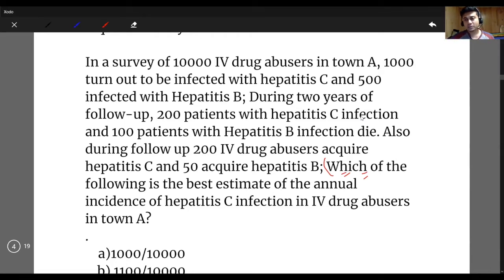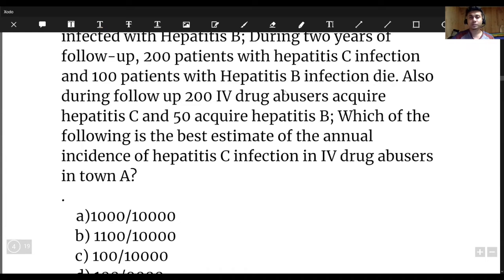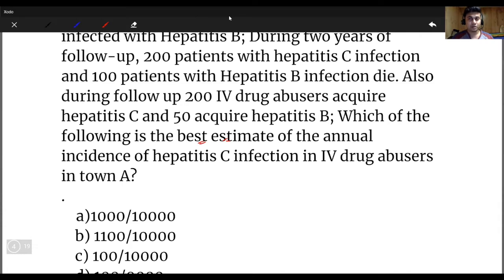Now here you see that it says, which of the following is the best estimate of the annual incidence of hepatitis C infection in IV drug abusers in town A. So they are asking about the incidence annually. That means in 1 year, what is the incidence of hepatitis C? And they also use these two terms, best estimate. That means you may not get a proper number from these data, right?